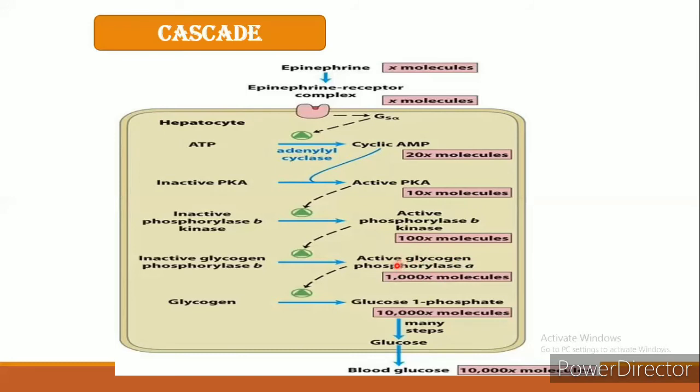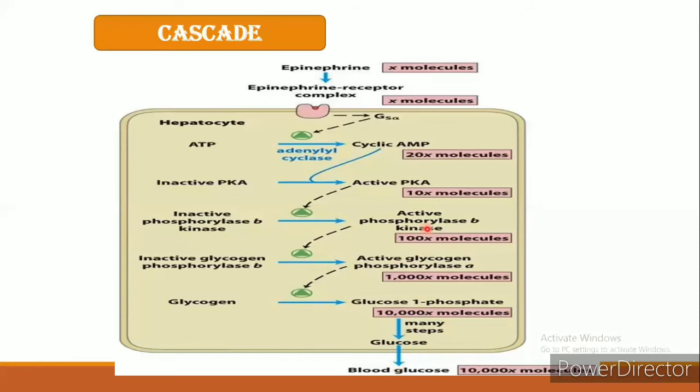Glycogen phosphorylase A. And then each of those molecules catalyzes the conversion of 100 molecules of glycogen to glucose 1 phosphate, and this glucose 1 phosphate, that is glucose, is transferred to the blood.